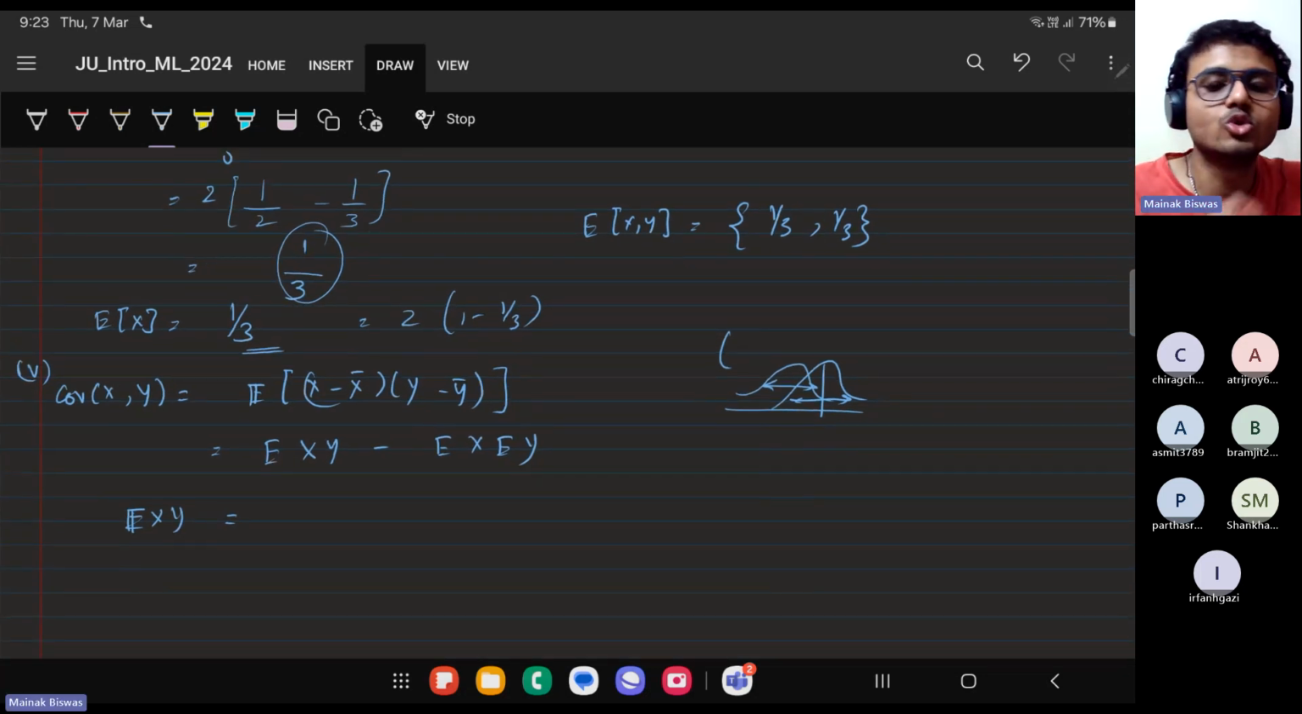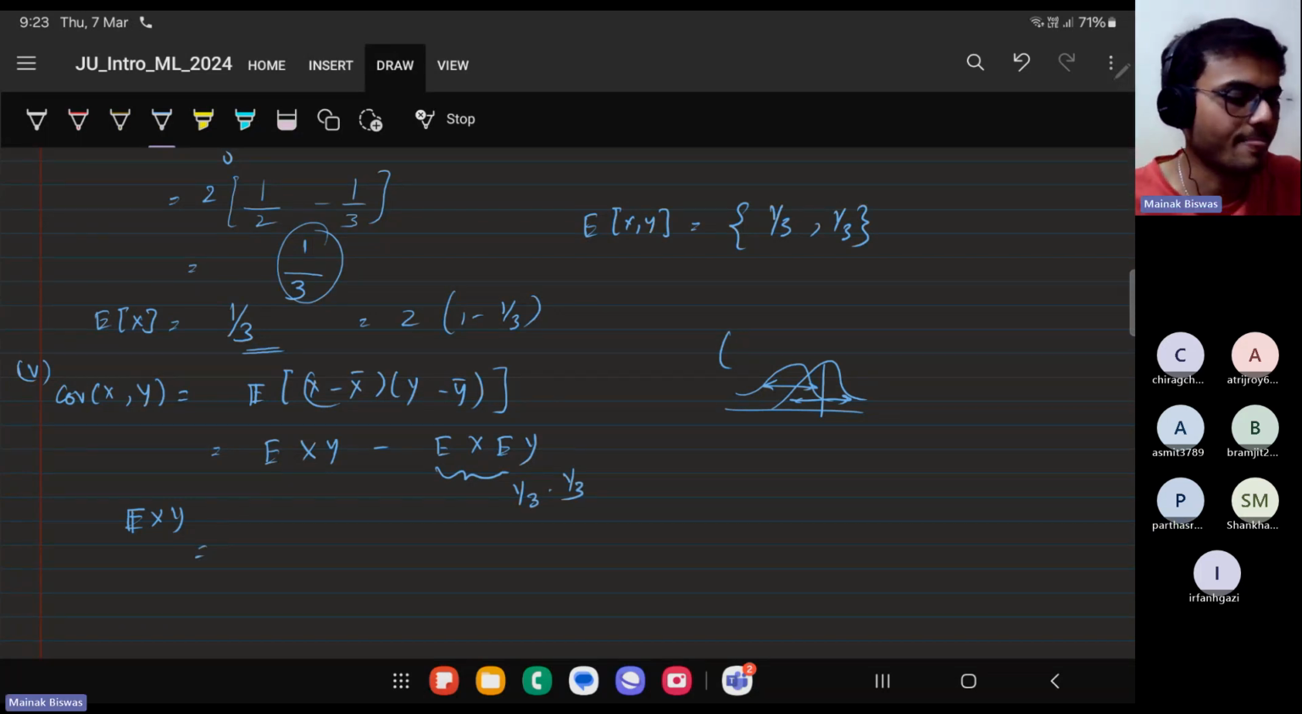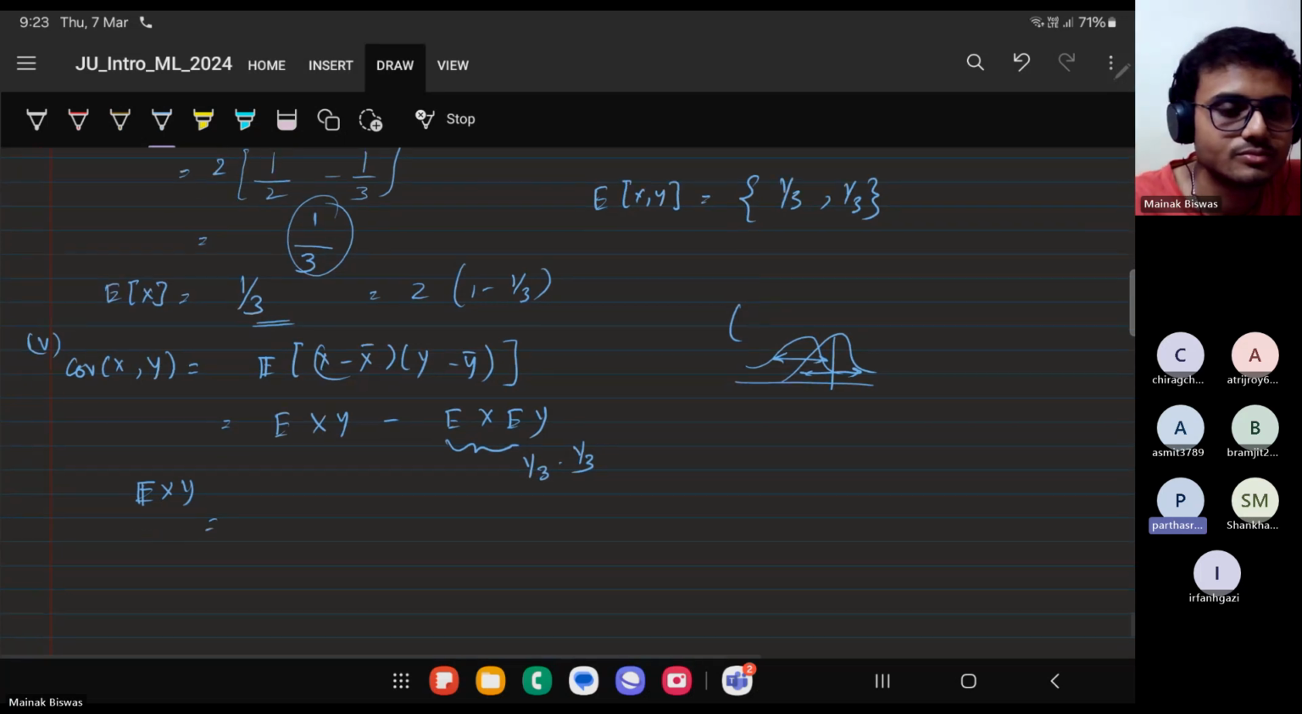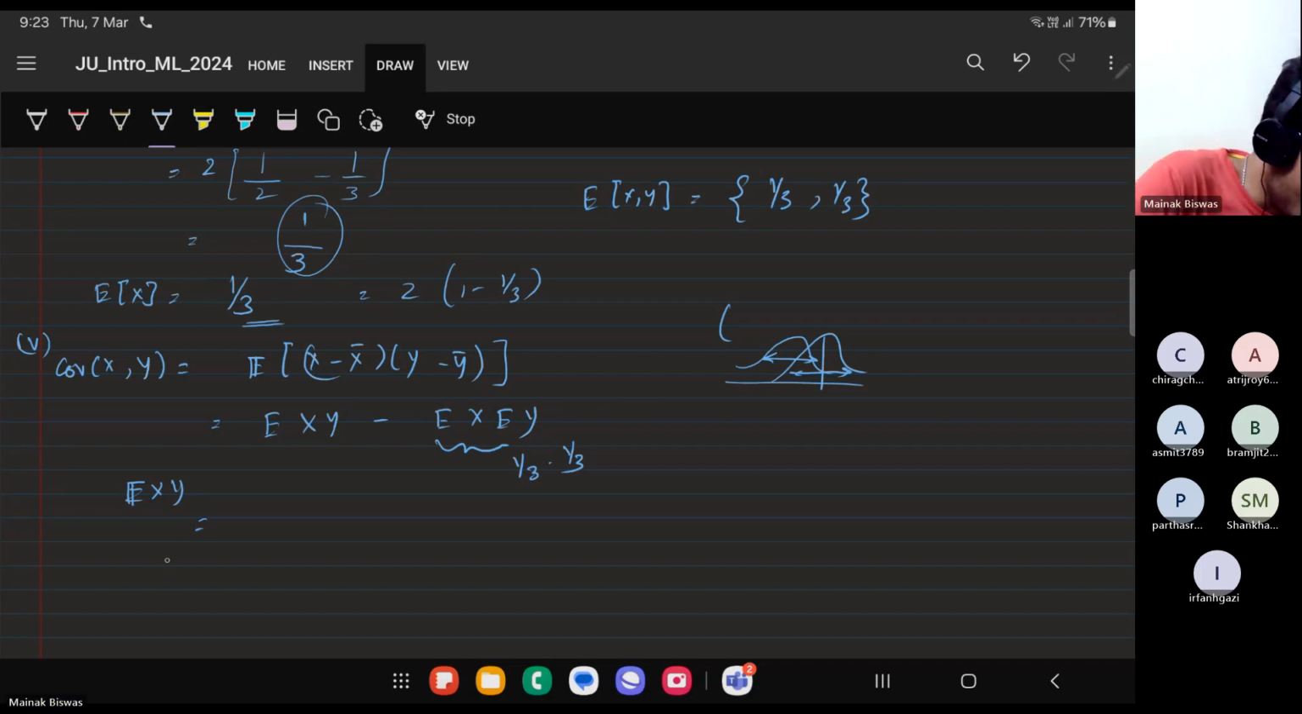Now, which distribution do you have to use? This I already know: 1 by 9, or 1 by 3 into 1 by 3. Yes, go ahead. Expected of x into expected of y, such that x... You can write that expected value of x into y such that, no, you don't need to do that. You can do that, but can we write it directly?